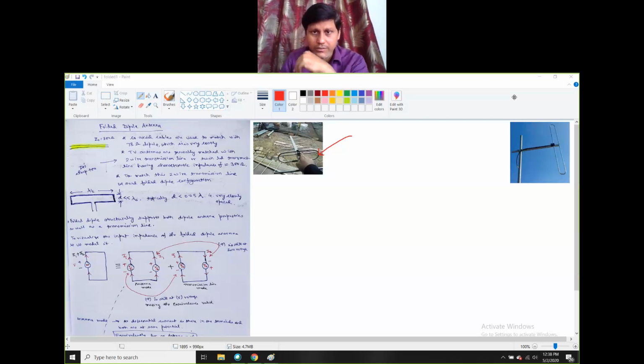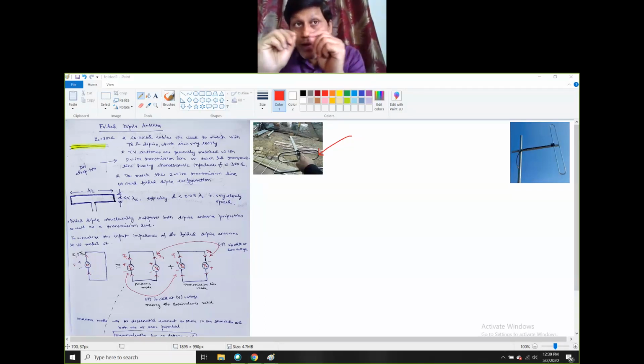The coaxial cable is basically 75 ohms, as we know, but the twisted cable has an impedance of somewhere around 300 ohms. With that configuration, it is not possible to match a dipole antenna having 75 ohm impedance with the twisted or twin pair cable, whatever you want to call it. So a lot of power will be reflected, and it will be a bad radiator. So therefore we need to go for something else.